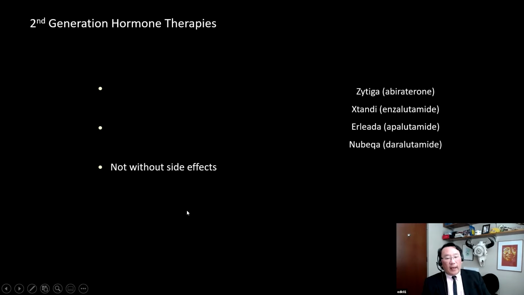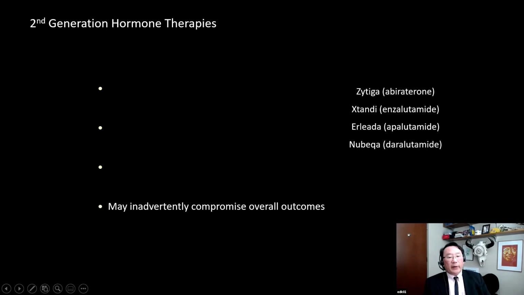Another issue that I have with second-generation hormone therapies is that the typical reason for using these agents is, well, they're not as bad as chemo. But these drugs also do have some side effects, and I wouldn't say that the side effects of chemo are necessarily worse than the side effects of these drugs. I mean, all drugs and all therapies have side effects. So I wouldn't use that as justification for using these drugs over chemotherapy.